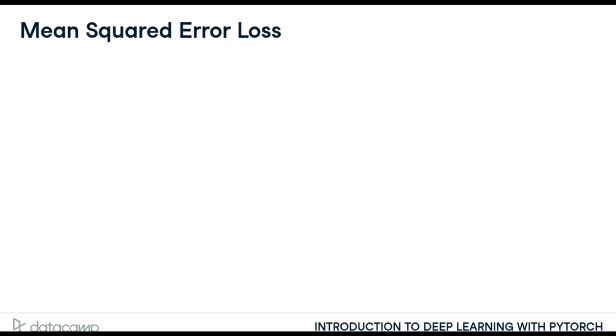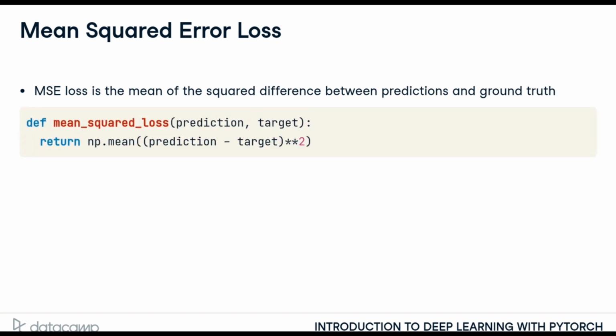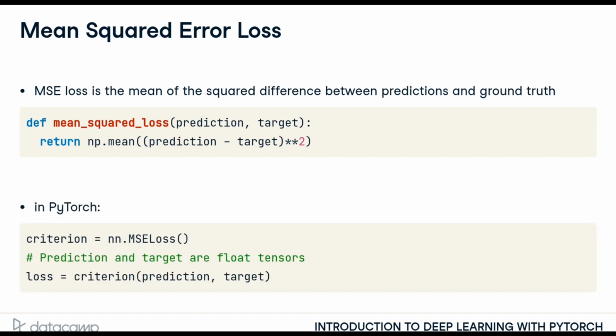We can use mean squared error, MSE, loss for regression problems. The MSE loss is the mean of the squared difference between predictions and ground truth, as shown in this Python implementation. In PyTorch, we use the nn.MSELoss function as a criterion. Note that both predictions and targets must be float tensors.